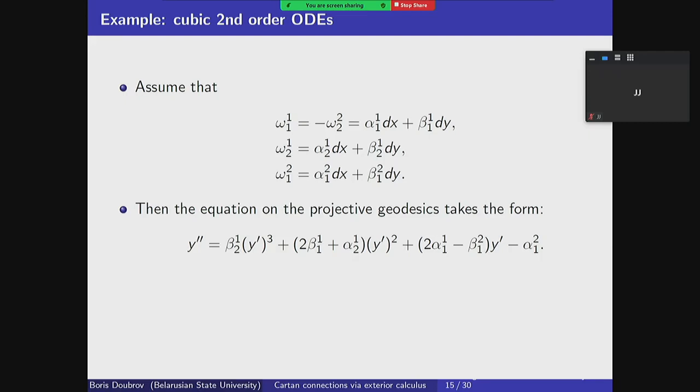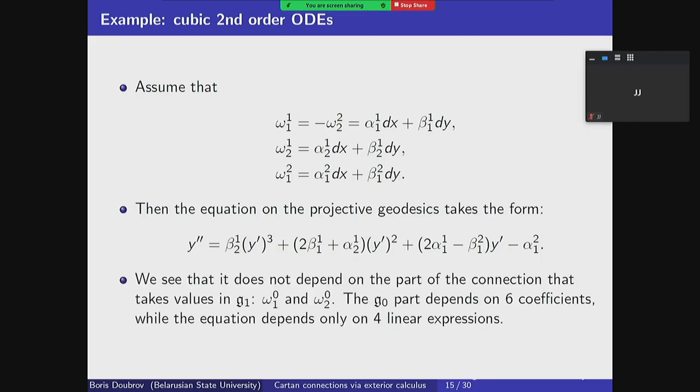And you see, of course, for example here, we do not see forms omega 01, omega 02 that are part of our projective connection. They don't show up in this equation. So the equation does not depend on these forms. And also here we have 6 coefficients that define the freedom on the base of our projective connection, or the G0 part of our projective connection, and only 4 linear combinations end up being in the coefficients of the equation.